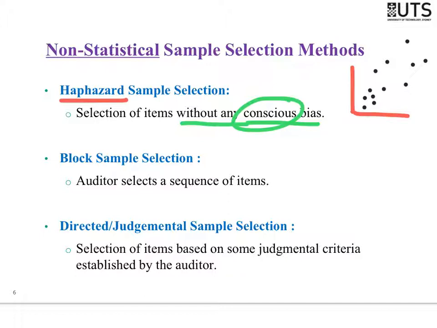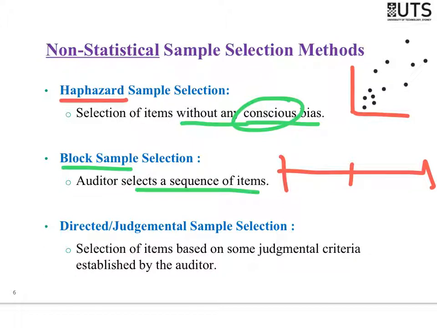So that's the first one. The second one is block selection. Now, for me to explain this to you, I'll do a timeline so it makes a bit more sense. But it says here, block sample selection is often when we select a sequence of items. What does that mean? We select items in a block formation. So we select everything, for example, within a particular time period.